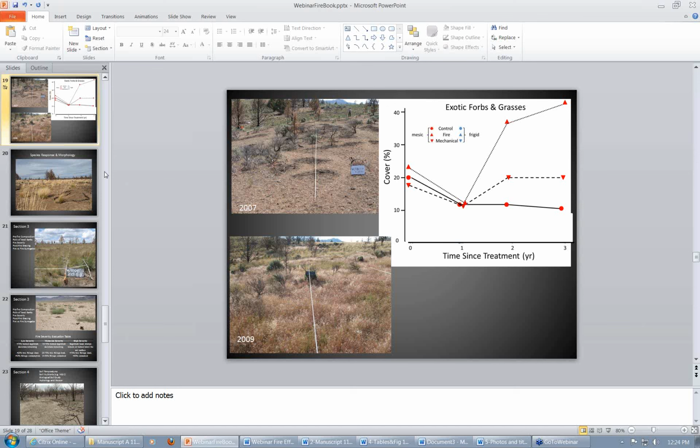Okay, thanks, Rick. Stephen Gierick asks, due in large part to sage-grouse concerns, forb species are increasingly promoted in fire rehabilitation seedings.